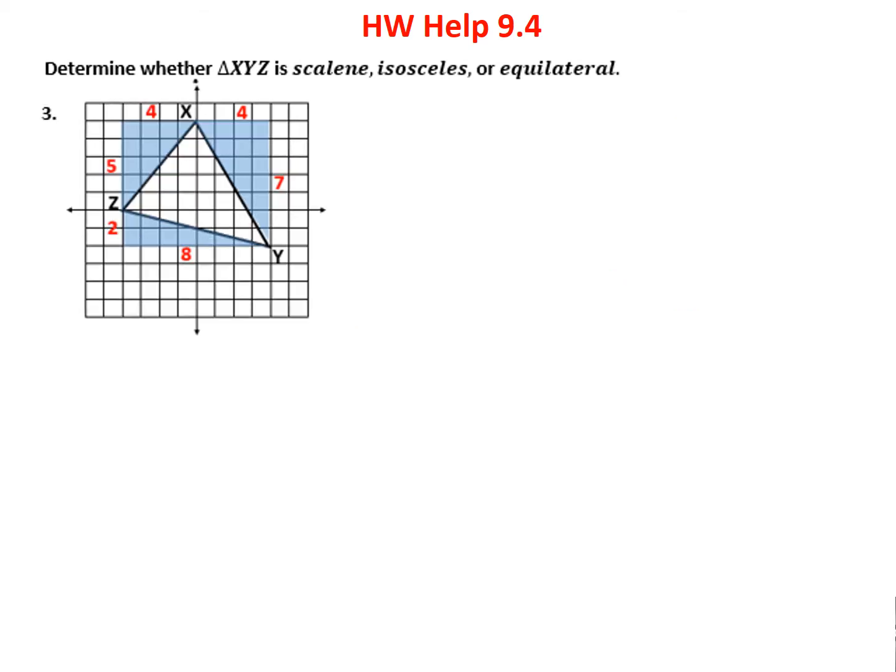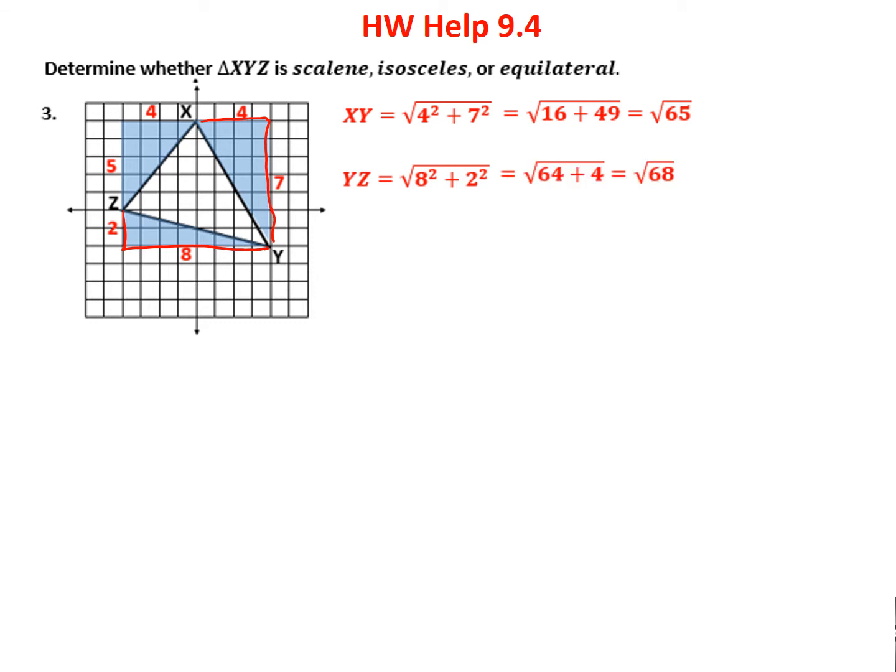Problem 3 is very much like problem 2. We're trying to find out if the triangle is scalene, isosceles, or equilateral. Let's start with XY. Notice again, I've already drawn my triangles that you could draw too, and it's 4 by 7. So XY squared is 4 squared plus 7 squared. So that's 16 plus 49, or the square root of 65. Now we move on to YZ, and notice that triangle there is 2 and 8. So YZ is the square root of 8 squared plus 2 squared. So that's 64 plus 4, or the square root of 68.